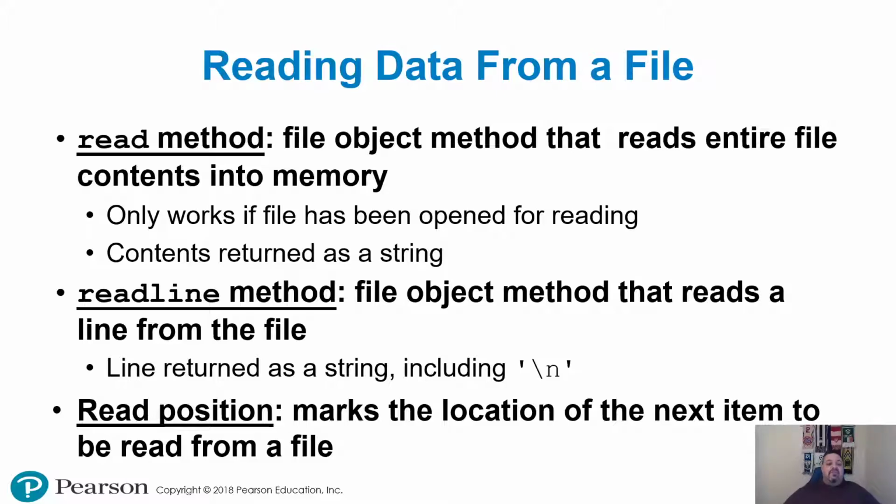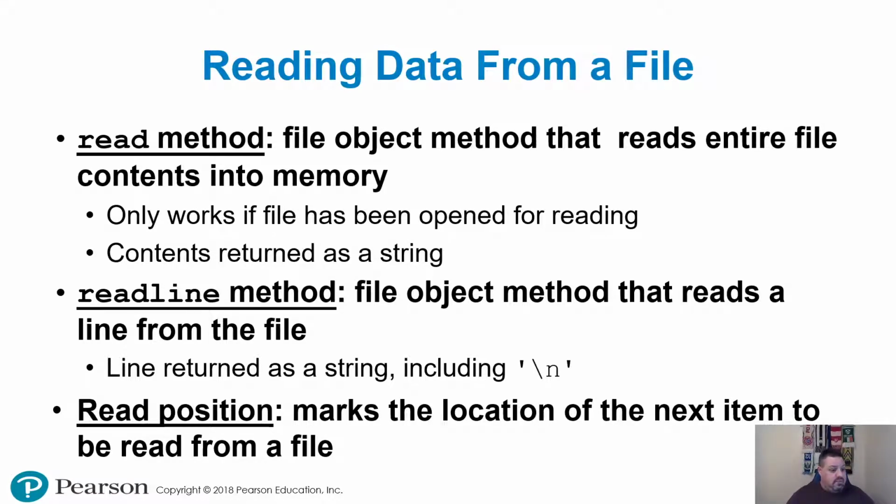Now how about we read from the file? Just like the file handle .write method, we have a file handle .read method. We also have a readline method, and that reads a line at a time. Read reads the entire contents of a file into memory. Readline reads line by line from the file. And then we have something called a read position. That read position is a variable that marks the location of the next item to be read. So if we read one line and we do some processing, we go back and that read position tells us where to start again so we can read the next line.